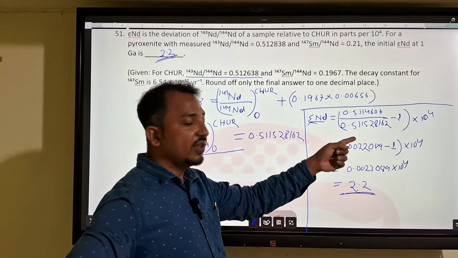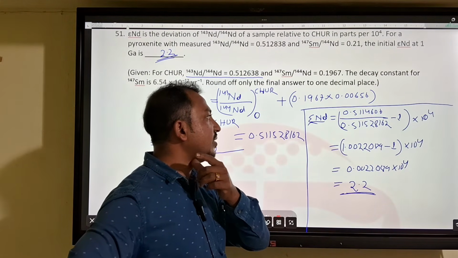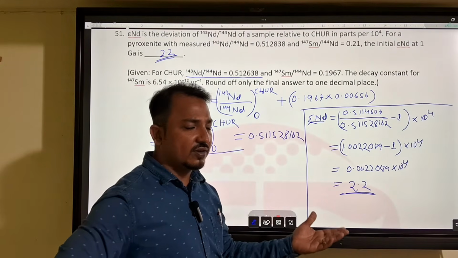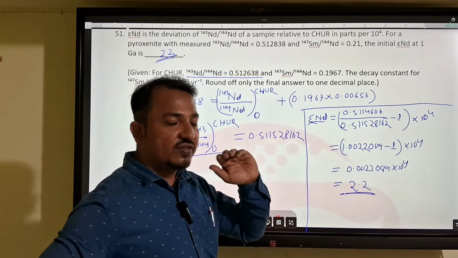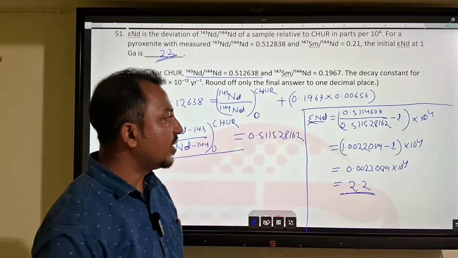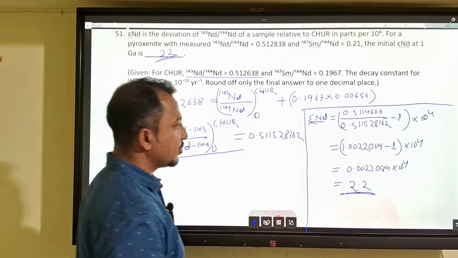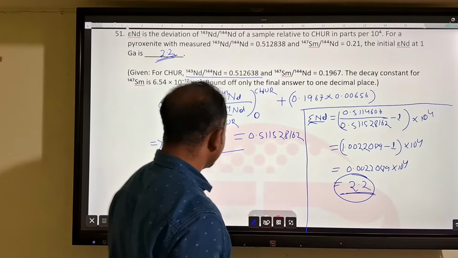So sample by standard minus 1, into 10 to the power 4, or you can say sample minus standard divided by standard, into 10 to the power 4. So the answer will be 2.2.